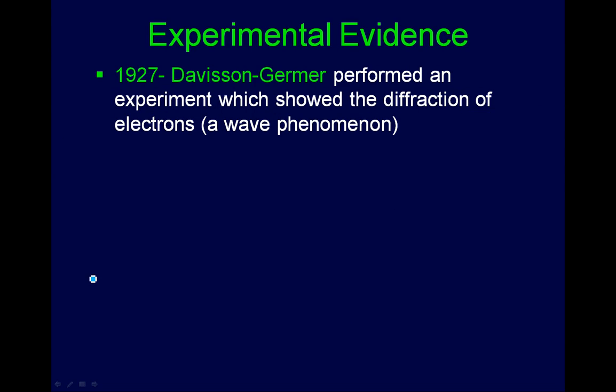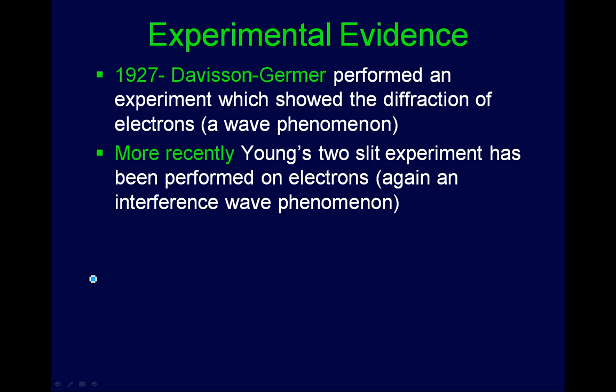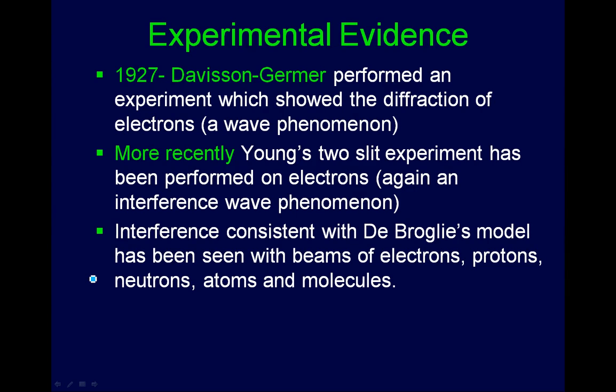In 1923, de Broglie proposed this, that particles have a wave component to them. And in 1927 was the first experiment which showed this wave phenomenon. This was a diffraction experiment. We'll talk about this in a second. Later, more recently, Young's two-slit experiment has been performed on electrons. Again, this is an interference wave phenomenon. Basically, interference consistent with the de Broglie relationship has been seen with all sorts of particles: electrons, protons, neutrons, atoms, and molecules. The book has a really good section on this. I definitely encourage you to look up some of these experiments. They're very interesting.